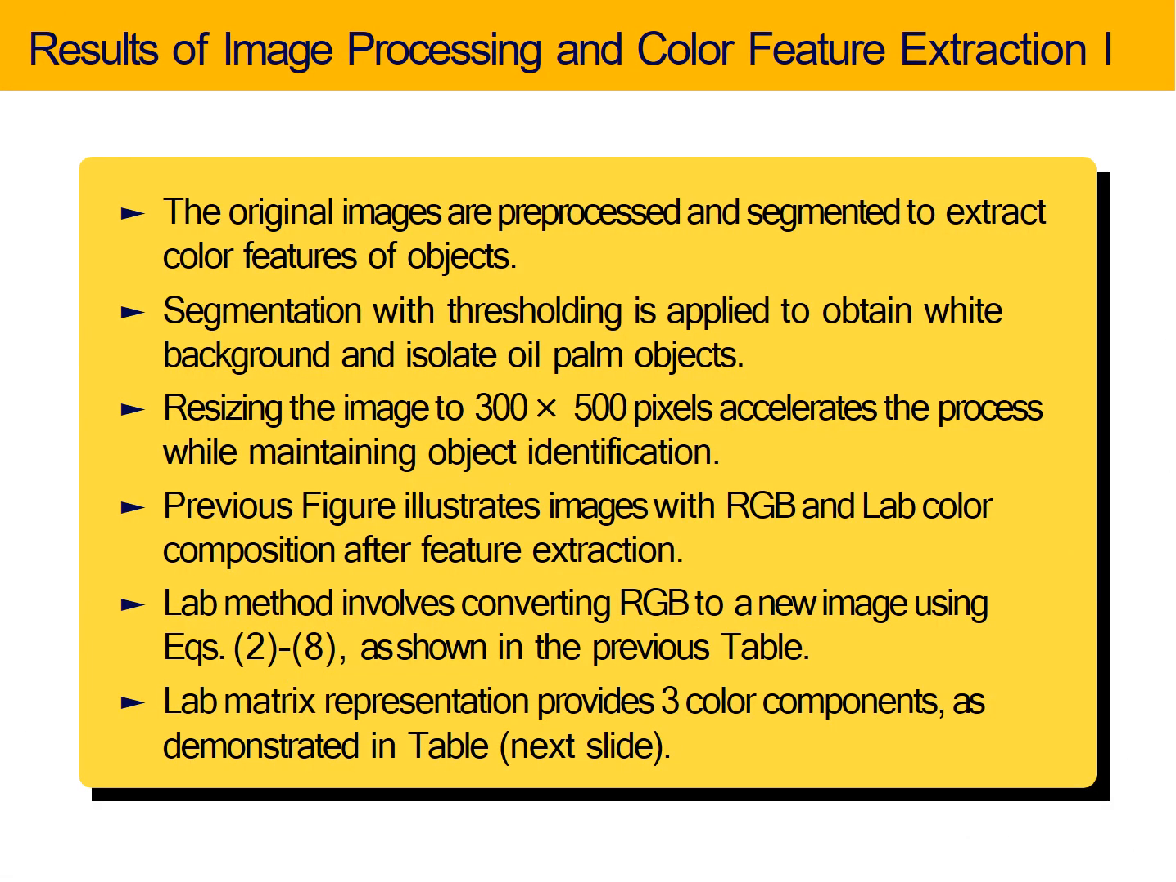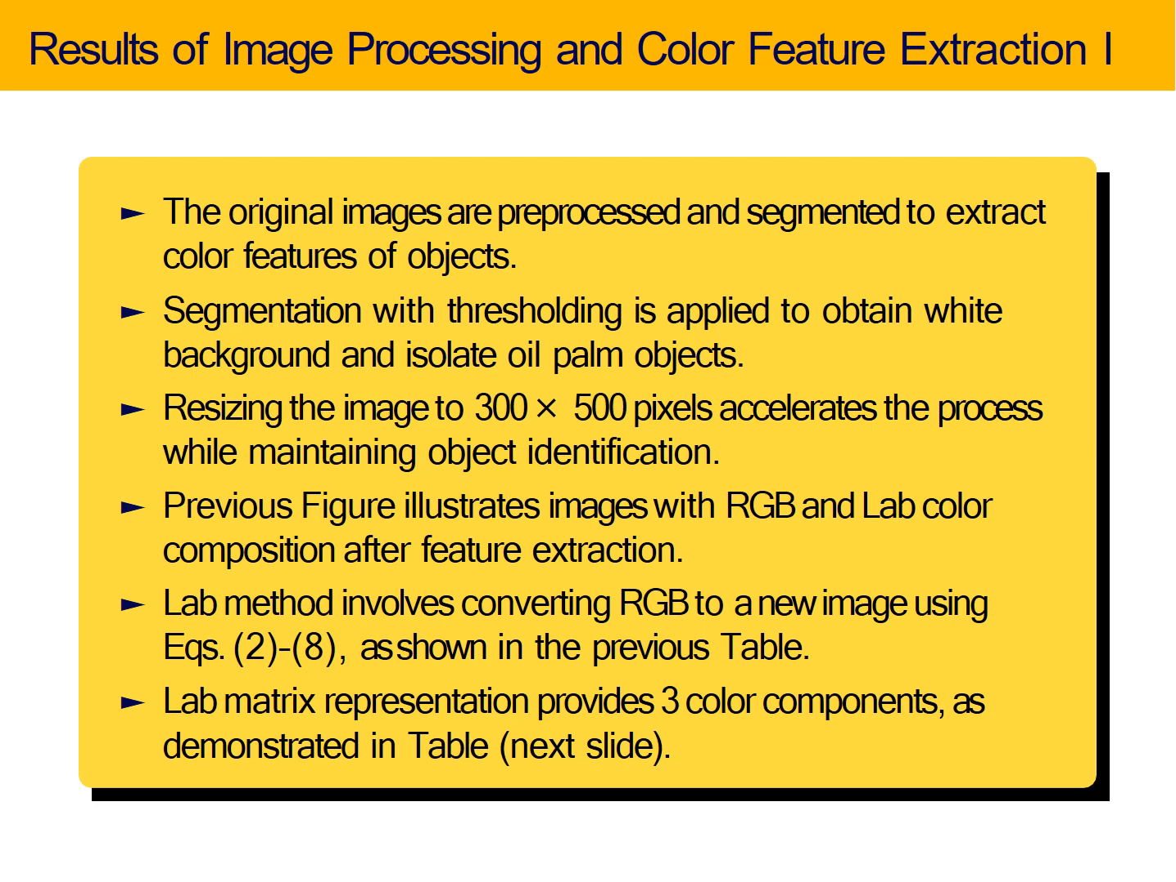Results of image processing and color feature extractions. The original images are pre-processed and segmented to extract color features of objects. Segmentation with thresholding is applied to obtain a white background and isolate palm oil objects. Resizing the image to 300 by 500 pixels accelerates the process while maintaining object identification.